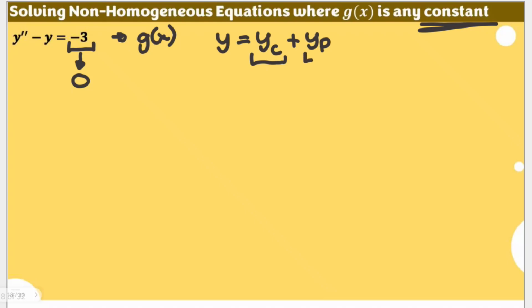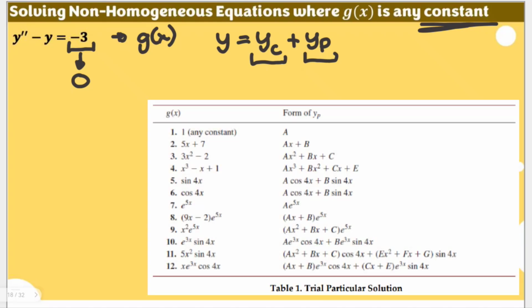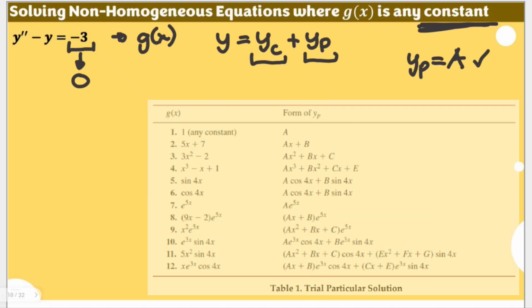As for y sub p, this is added since our equation is non-homogeneous. It's called the particular solution of the equation. And please be guided by this table of trial particular solutions presented here. Since our g of x is constant, we are going to use the representation on our first item for any constant. Our y sub p is any a. But since we need to be exact with the value of a, we're going to use a specific process later on to solve for the value of this a. So we'll have it later.